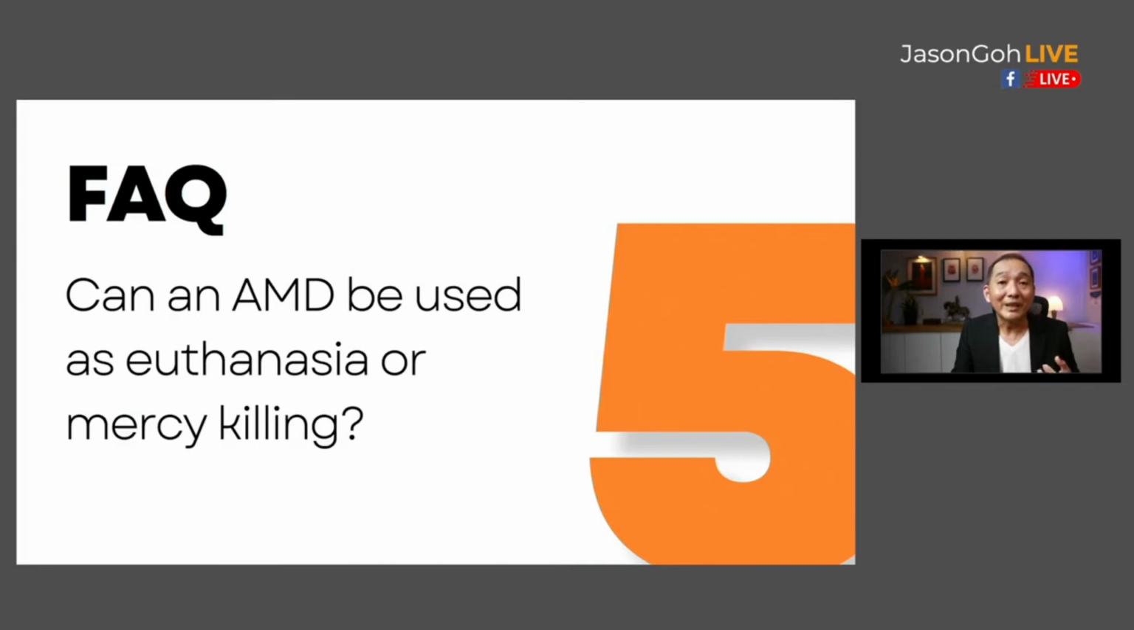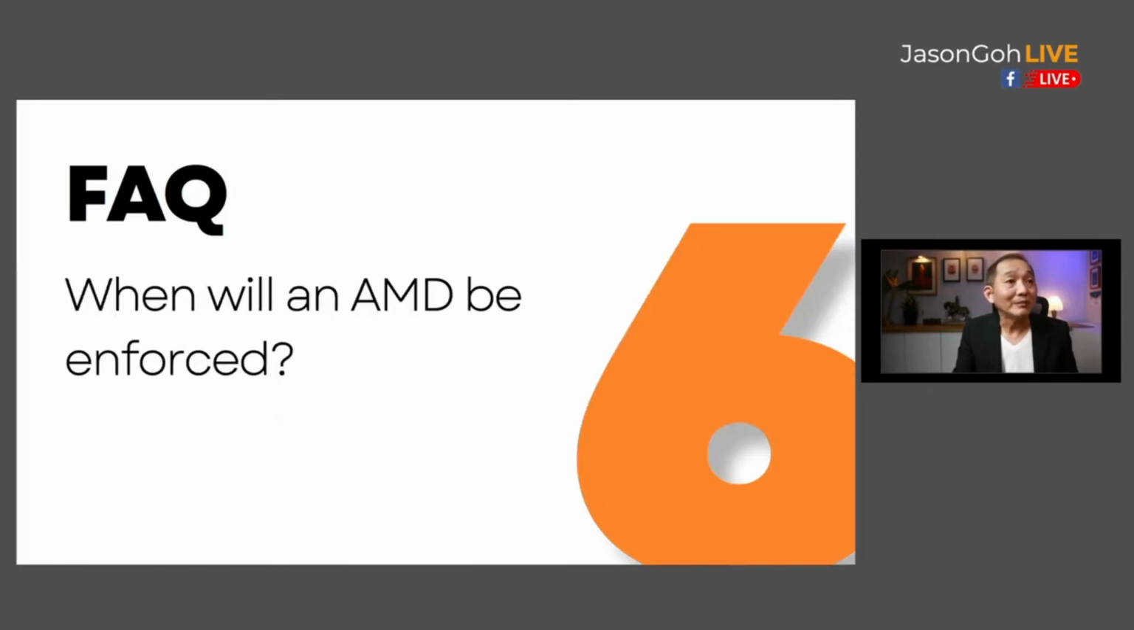But this AMD acts as an advance instruction for your doctor not to prolong your life with extraordinary life-sustaining treatment, and to let the dying process take its natural course. So it's quite different. When you become terminally ill and unconscious, the AMD Act does not encourage euthanasia, and on the contrary, the AMD Act is explicitly and categorically against euthanasia.